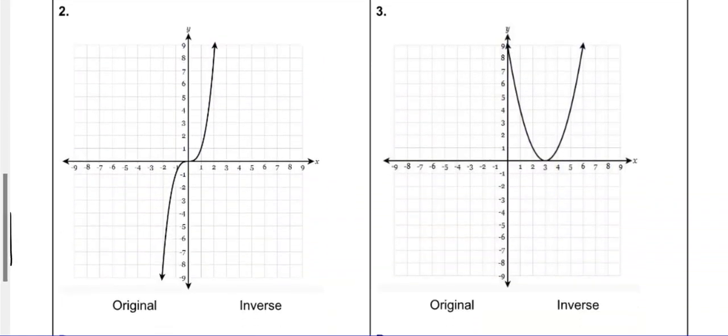All right, in number 2, you're going to go ahead and sketch on your own. So find at least 4, maybe 5 ordered pairs, reflect them by switching the x's and the y's, then go ahead and sketch your inverse function and come back when you are ready to check.